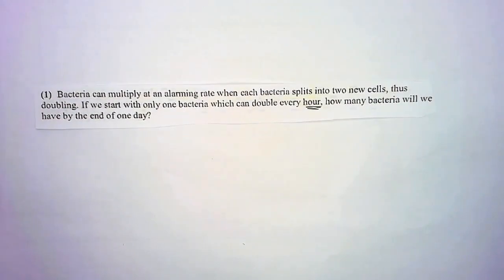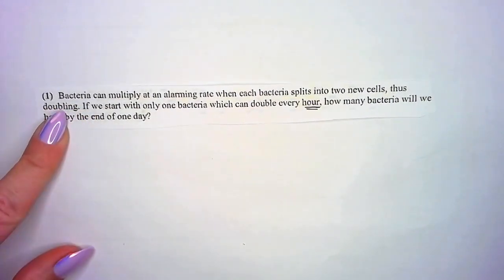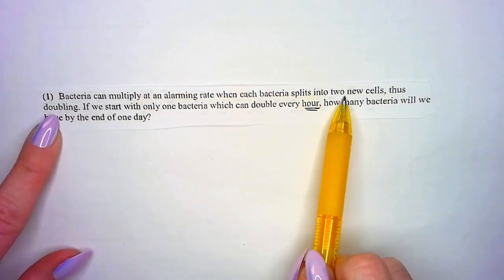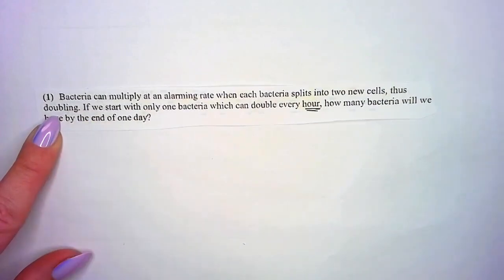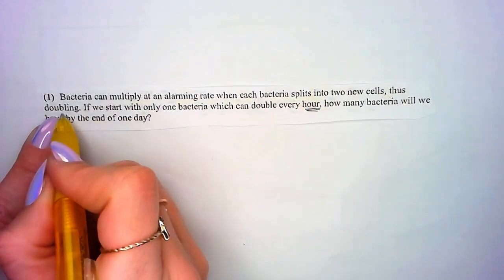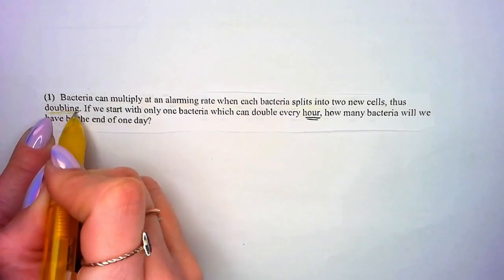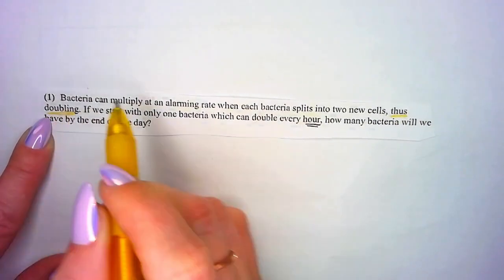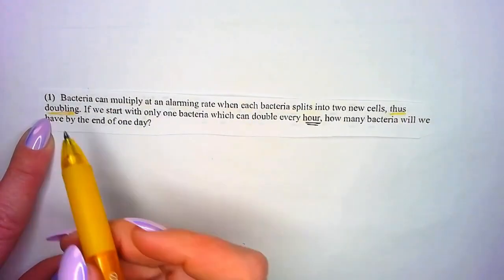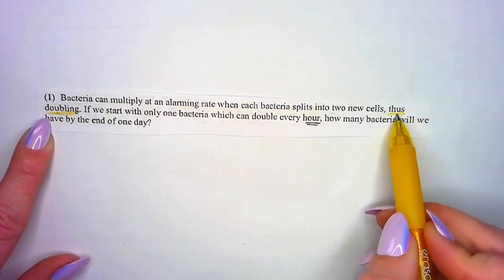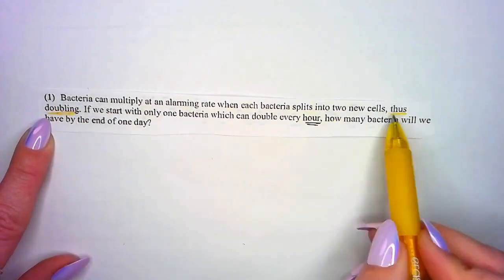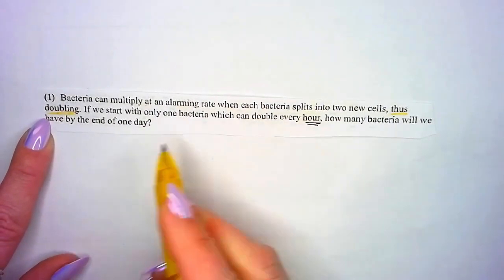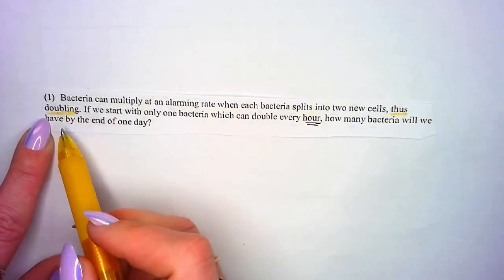So first, bacteria can multiply at an alarming rate when each bacteria splits into 2 new cells, thus doubling. Doubling means that we're increasing by 100%. So that would be 1 plus 100% as a decimal is 1. 1 plus 1 is 2. And that's why we always think of times 2 when we double. So if I have to do an exponential function for this, 1 plus r over n is going to deal with a 1 plus 1 over something.